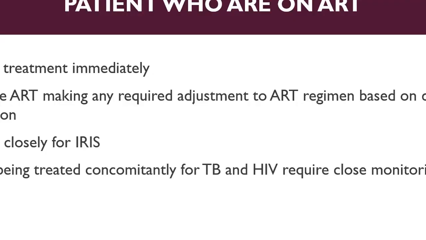If the patient is diagnosed with tuberculosis when he is already on antiretroviral treatment, then we have to start anti-TB treatment immediately, and we have to continue antiretroviral therapy, and we can do the required adjustment in the regimen of antiretroviral treatment based on the drug interaction. We have to closely monitor these cases for IRIS. When patients are having co-treatment with tuberculosis and HIV, they require close monitoring.